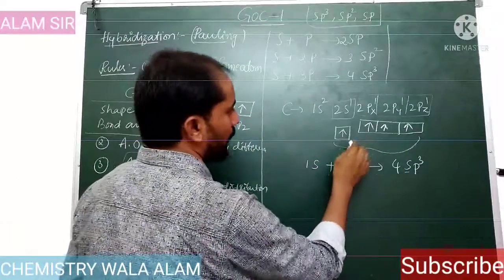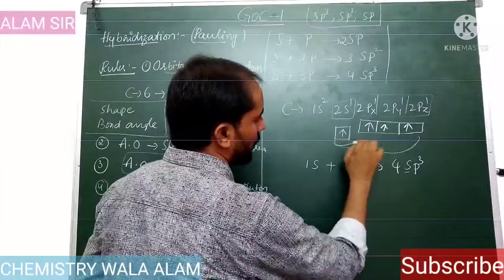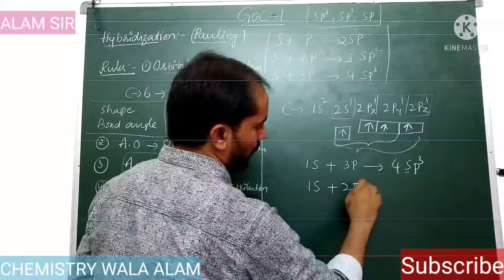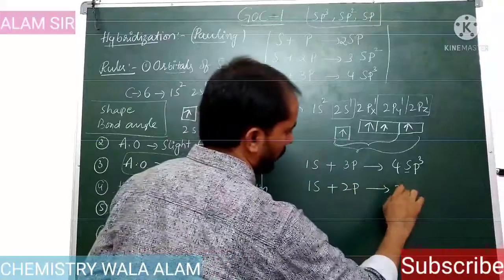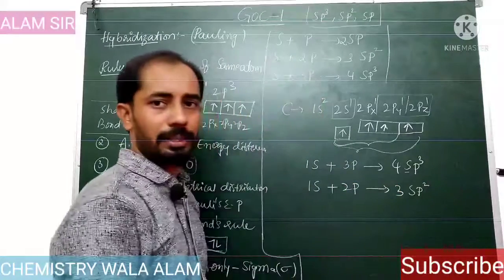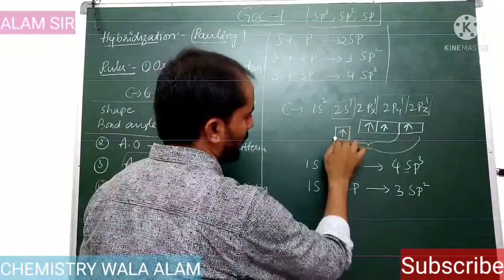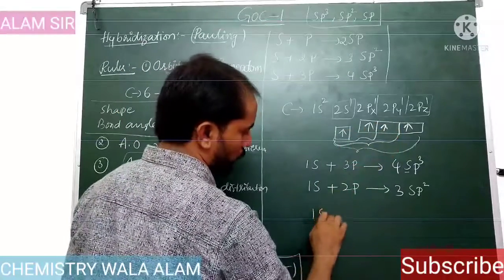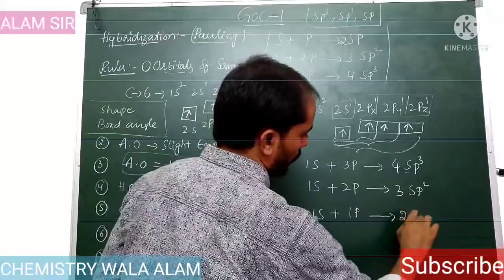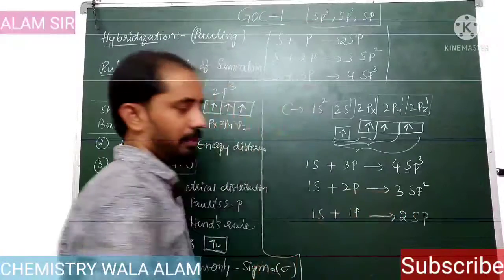Next, suppose only one s orbital and two p orbitals undergo hybridization. That's a total of 3, 1s and 2p, and that is called sp2 hybridization. And if only one s orbital and one p orbital undergo hybridization, 1 plus 1 is 2, s and p, sp.